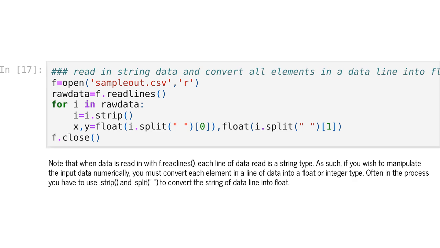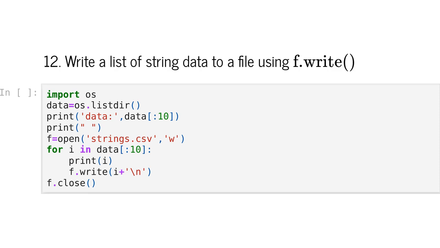Let us now consider how to write a list of strings to a file. This is useful when you have textual data, not necessarily numerical, that you want to save. The code first uses os.listdir to get a list of all files and directories in the current working directory and stores this list in the variable data. It prints the first 10 items of this list to show what kind of string data we are dealing with.